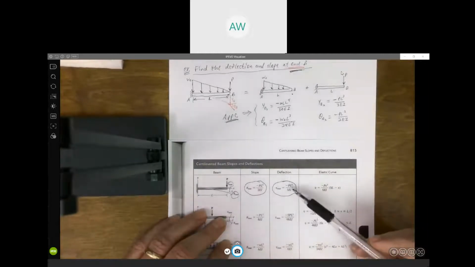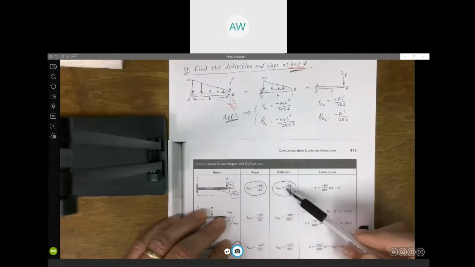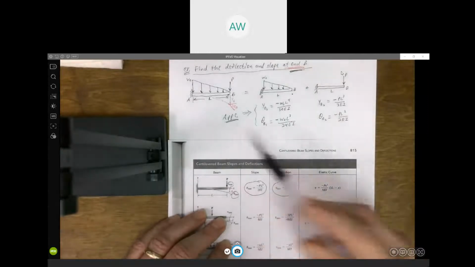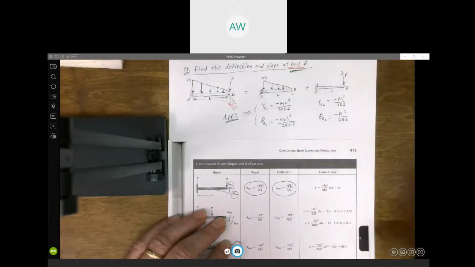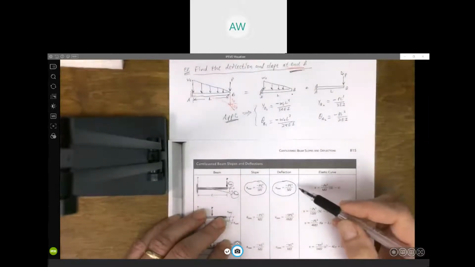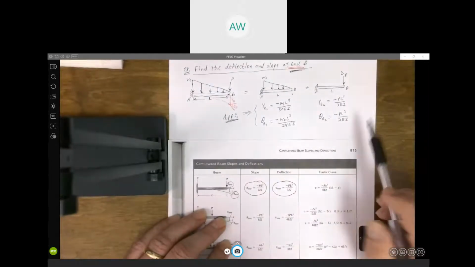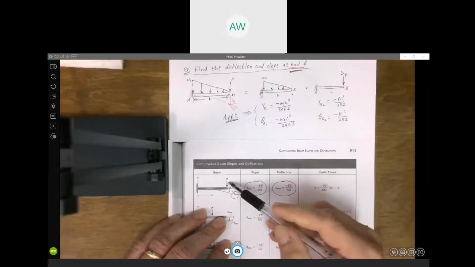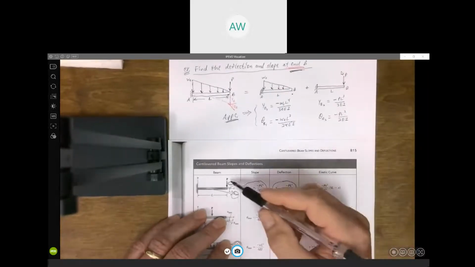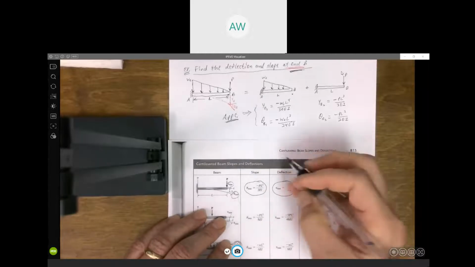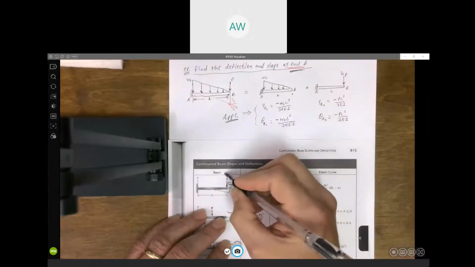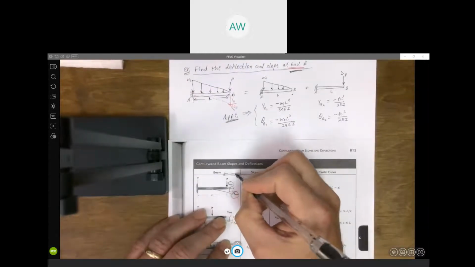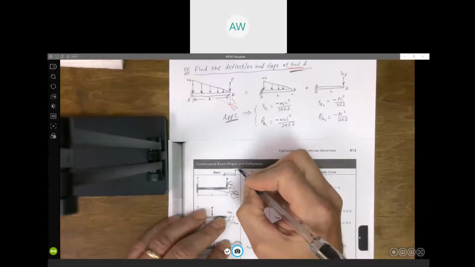Another thing I'll just mention, I mentioned a minute ago that you see these negative signs because the positive is up. Just to point out, if you had a beam like this where instead of the force P acting down like it is here, if you had a beam where, say, P was acting up, right?